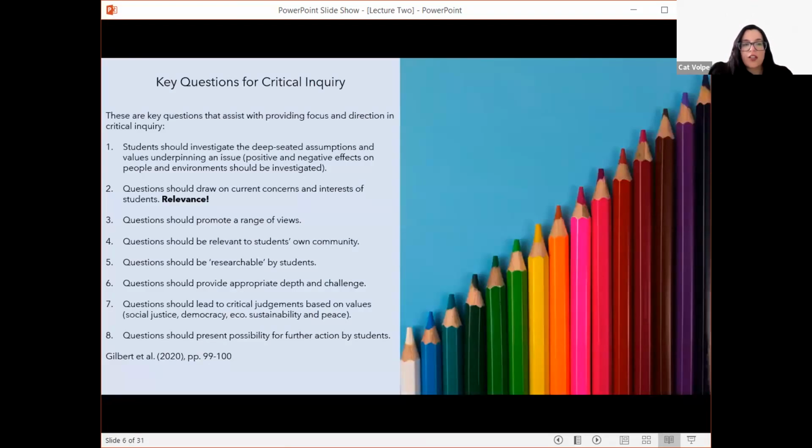So in inquiry learning, key questions are prominent. Without key questions, you don't really have a critical inquiry learning sequence at all. You need to be asking questions in order for students to investigate and find answers. So these are key questions that assist with providing focus and direction in critical inquiry. So students should be investigating the deep-seated assumptions and values underpinning an issue.